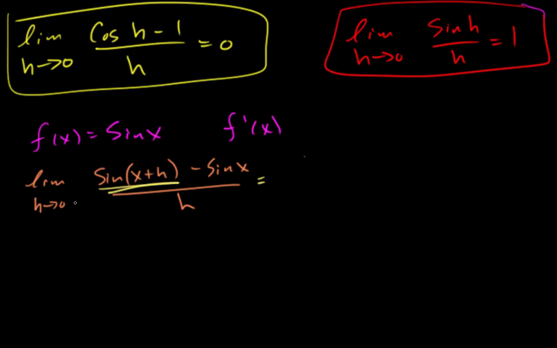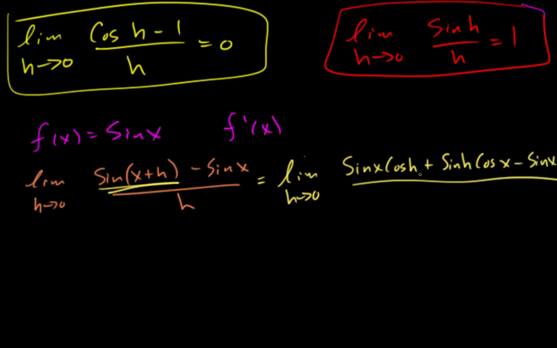I'll keep the limit. Okay, so sine x cosine h plus sine h cosine x. And then we still have this minus sine x. Once again, compound angle formula. Alright, that didn't cancel the h, so we've got to keep going.